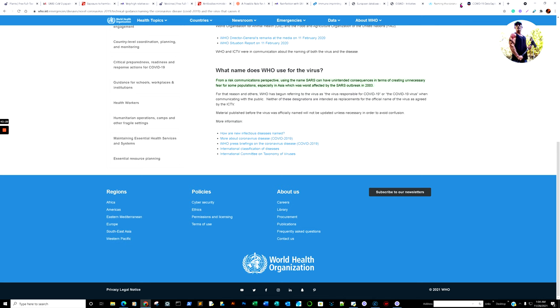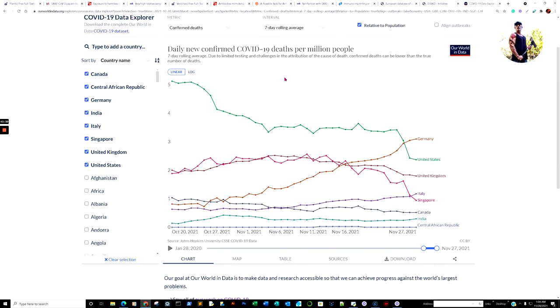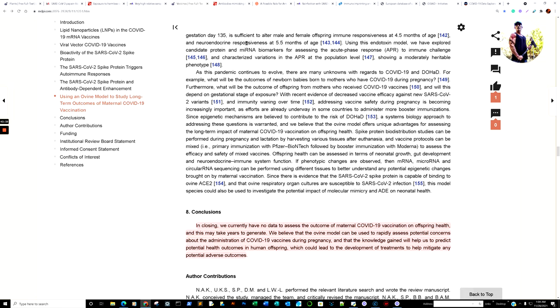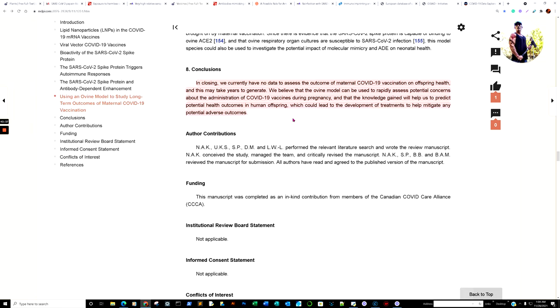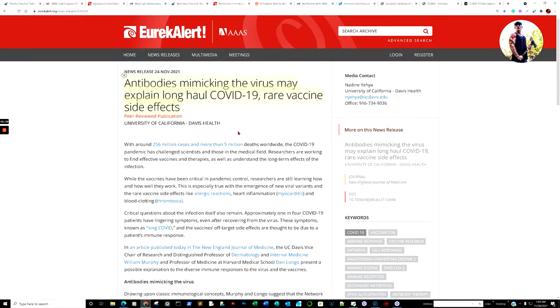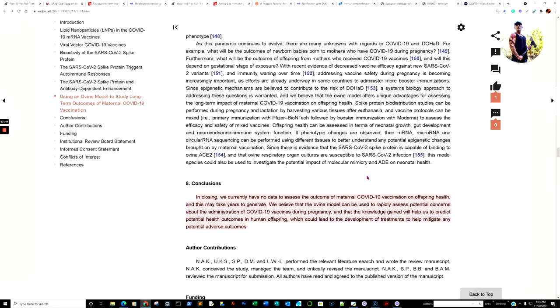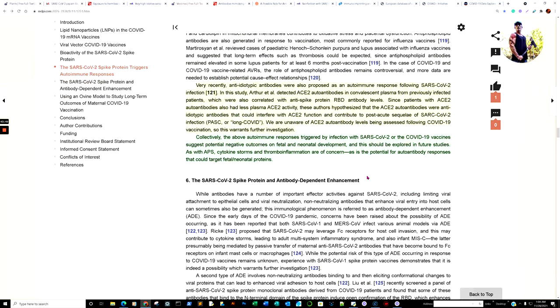All right, now let me close this out real fast. Next article, we proceed. And the links will be there for you to follow as well. Here we go. Antibodies mimicking the virus may explain long-haul COVID. Where did we just see that? Long-haul COVID? Just a few seconds ago?